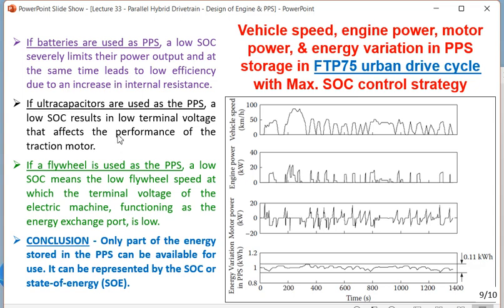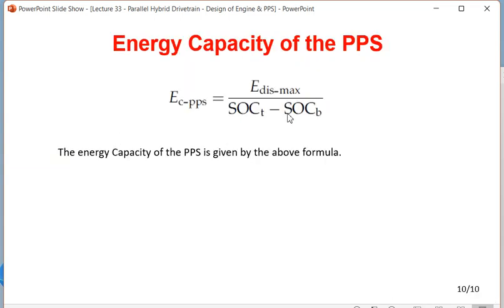Now we have come to the last slide: how to calculate the energy capacity of the PPS. It is given by EC_PPS, where C stands for capacity of the PPS, and the formula is E_dis,max, the maximum discharge from the PPS source, divided by state of charge at T minus state of charge at B. T is at the top and B is at the bottom. In case of thermostat based control, we have decided the maximum level of SOC should be 100%, that is fully charged, and the bottom level of the SOC was 70%. So EC_PPS equals maximum discharged energy divided by top SOC, 100, minus bottom SOC.